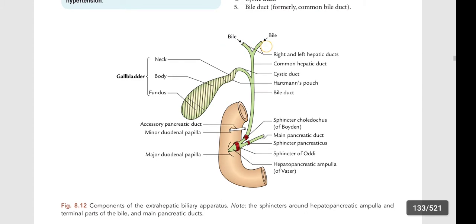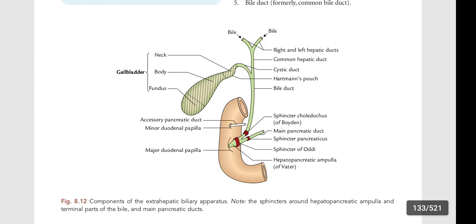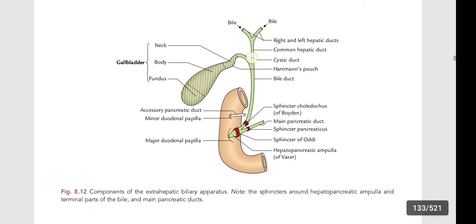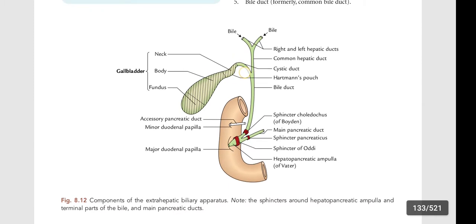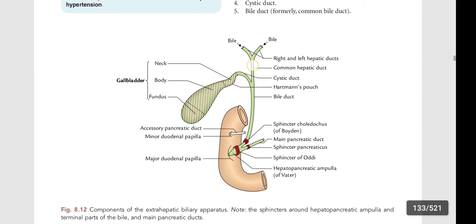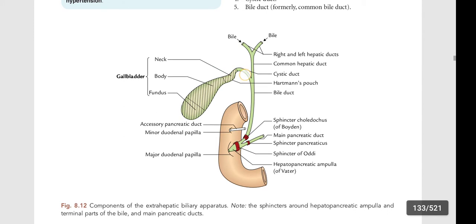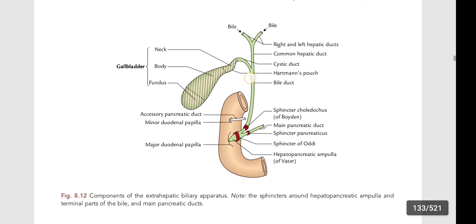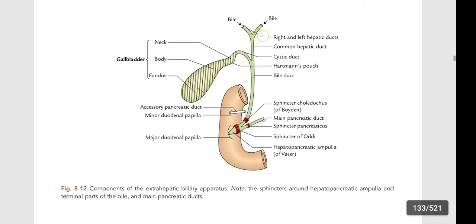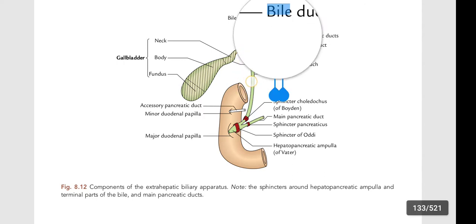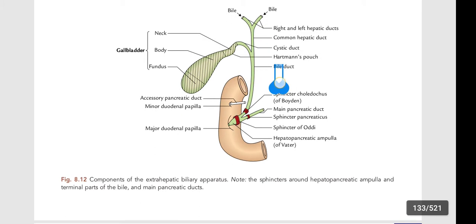These two are the right and left hepatic ducts. These unite to form the common hepatic duct. This common hepatic duct unites with the cystic duct on the right side. You may see the cystic duct on the right side, and it forms the common bile duct. This is the common bile duct. Right and left hepatic ducts unite to form the common hepatic duct, and this common hepatic duct and cystic duct unite to form the common bile duct.